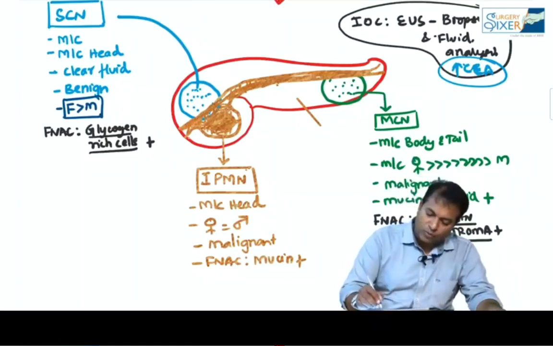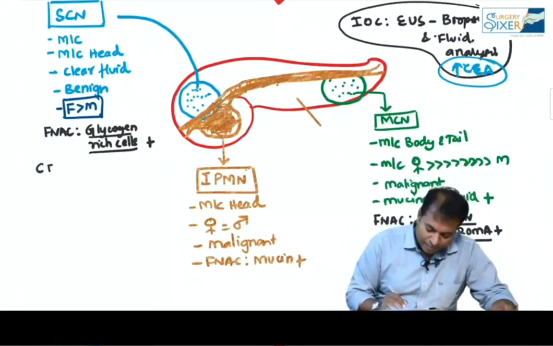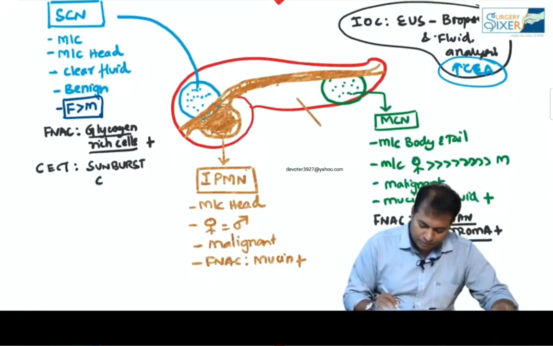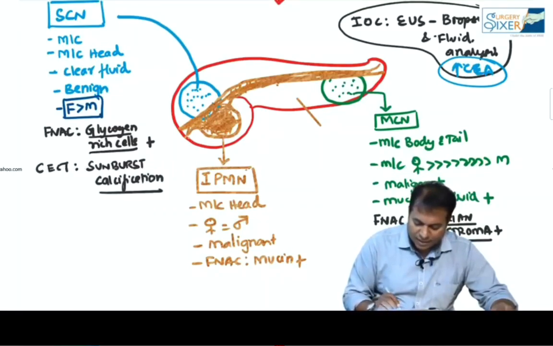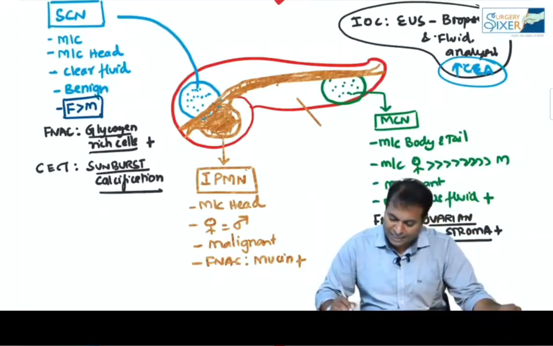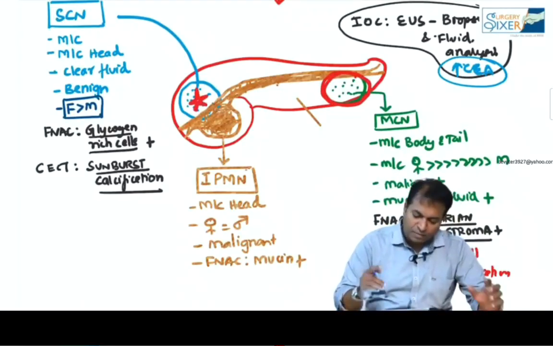Usually we will take a CT scan first. If the CT scan shows a cyst, then only we go for EUS. So what are the CT scan findings? CECT of serous cystic neoplasm shows sunburst calcification. Mucinous cystic neoplasm, an expected MCQ for this year, will show eggshell calcification, with the calcification looking like an eggshell peripherally.